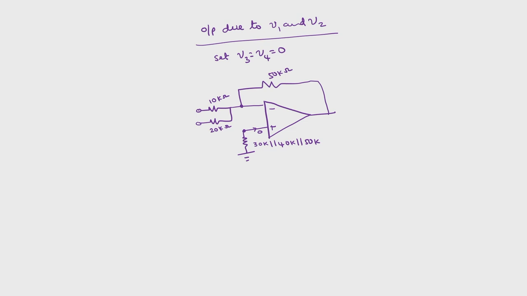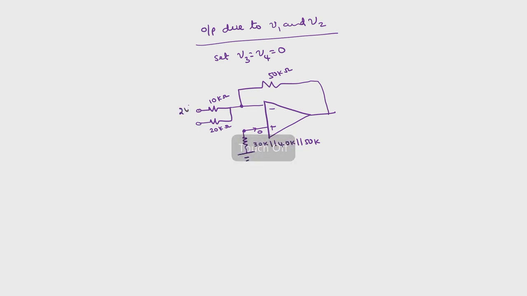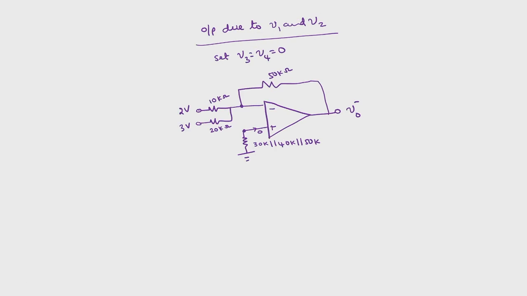Then this is a standard non-inverting amplifier. This is 2 volts, this is 3 volts. Let us call this output V0 due to the input to the inverting terminal. So we found that V0 plus is approximately 34 volts. So V0 is, in fact, V0 plus plus V0 minus: the output due to non-inverting terminal inputs, plus the output due to inverting terminal inputs.